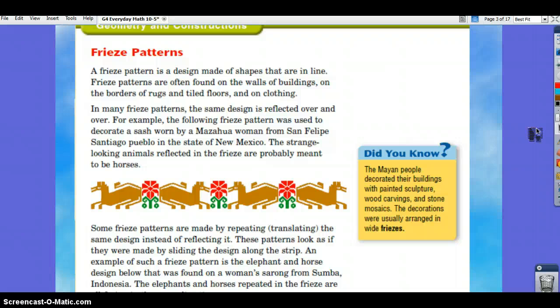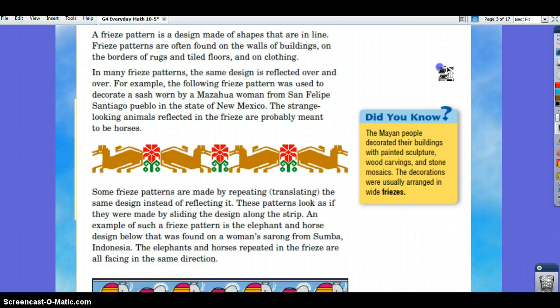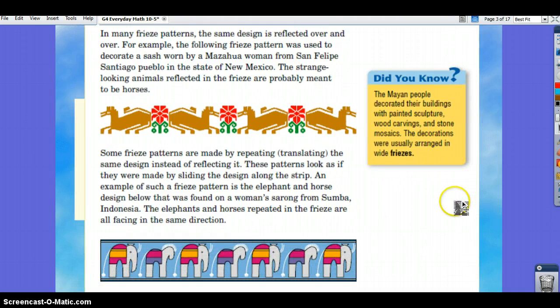Some frieze patterns are made by repeating, translating, the same design instead of reflecting it. These patterns look as if they were made by sliding the design along the strip. An example of such a frieze pattern is the elephant and horse design below that was found on a woman's sarong from Sumba, Indonesia. The elephants and horses repeated in the frieze are all facing in the same direction.